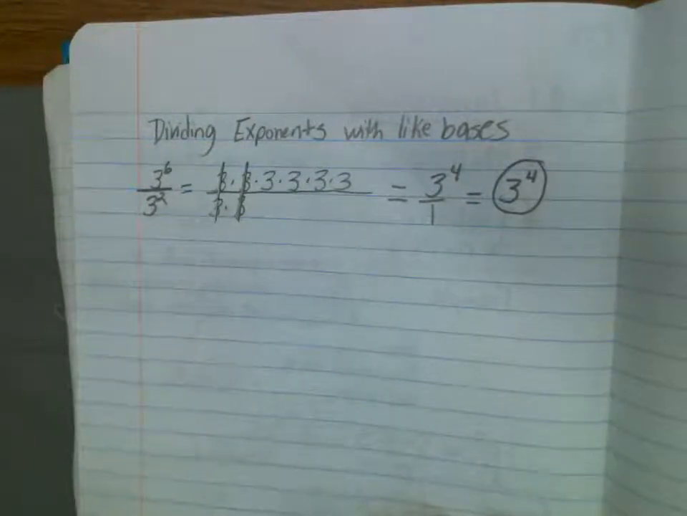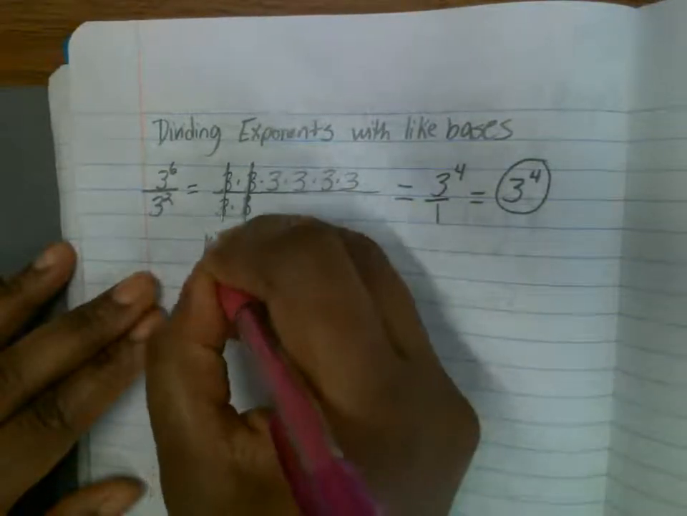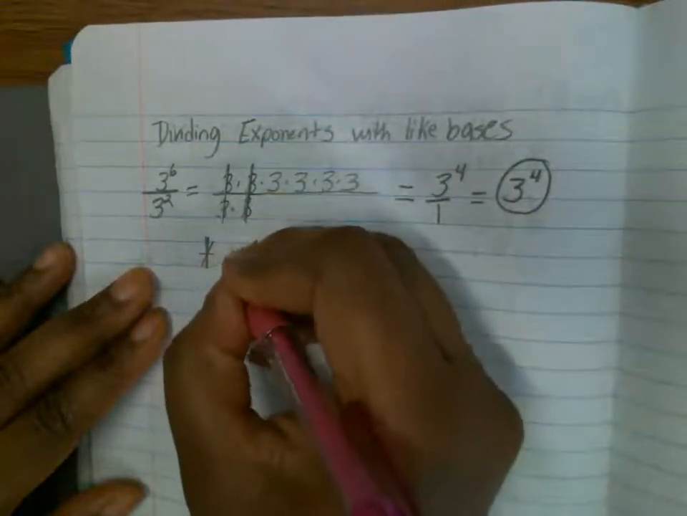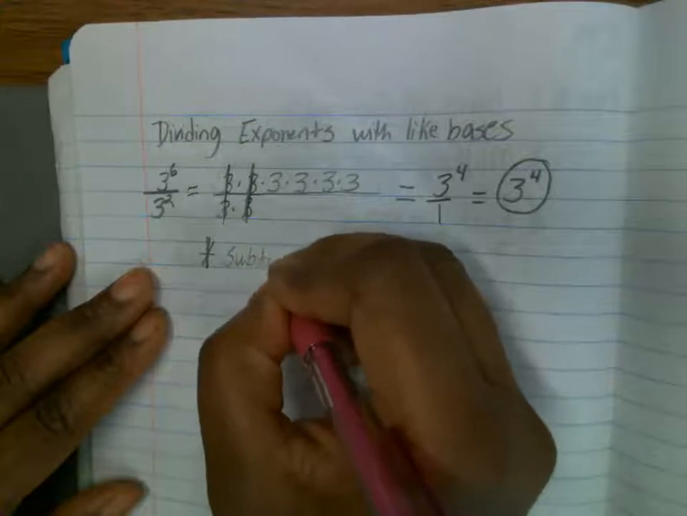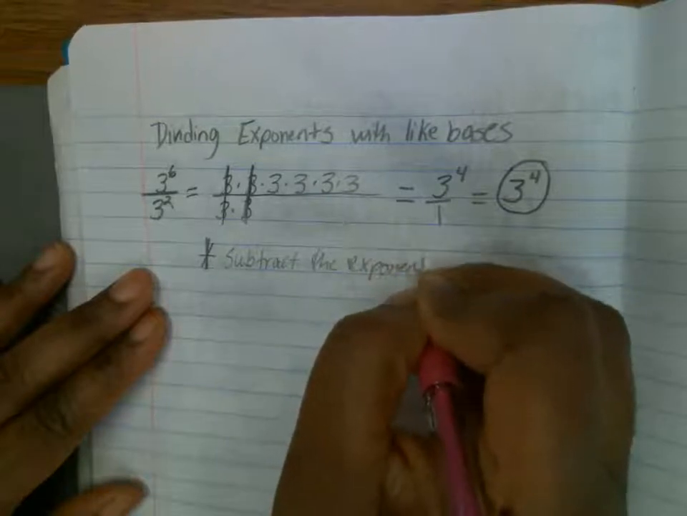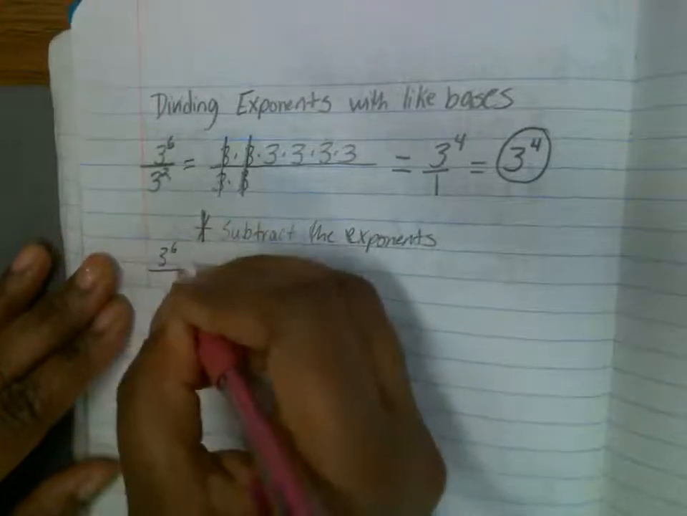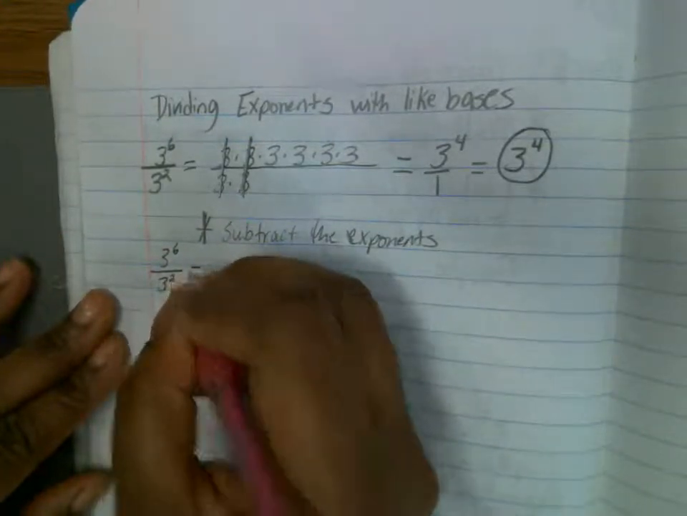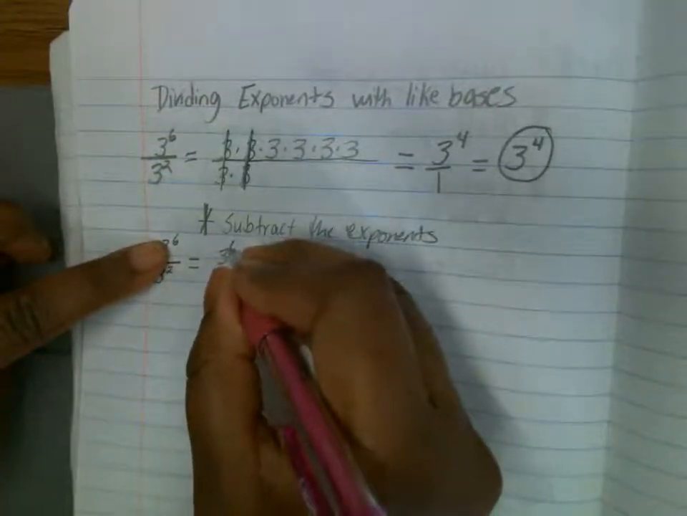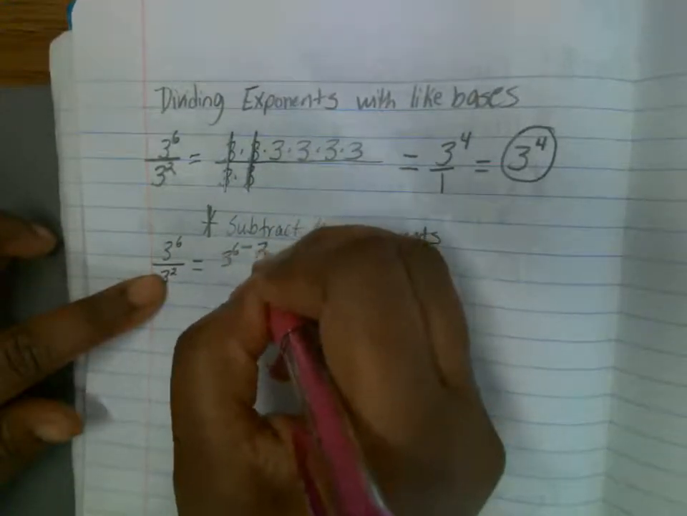What do you think the shortcut here is going to be? Just subtract the exponents. So the shortcut here is going to be subtract the exponents. Okay? So that means when you have 3 to the 6th power divided by 3 to the 2nd power, you're going to put 3. The 6 is on top, so write it first. Minus 2, it's on the bottom, you write it second.